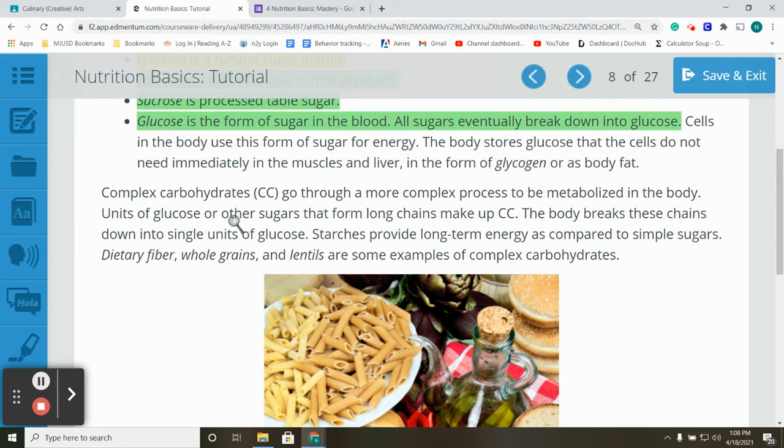Units of glucose or other sugars form long chains, and the body breaks these chains down. The hormone that allows the body to break these chains down into single units is called insulin. If you have type 1 diabetes, your body does not produce the insulin needed to break down these chains. Therefore, you have to inject insulin in order to be able to process the complex carbohydrates and simple carbohydrates as well.